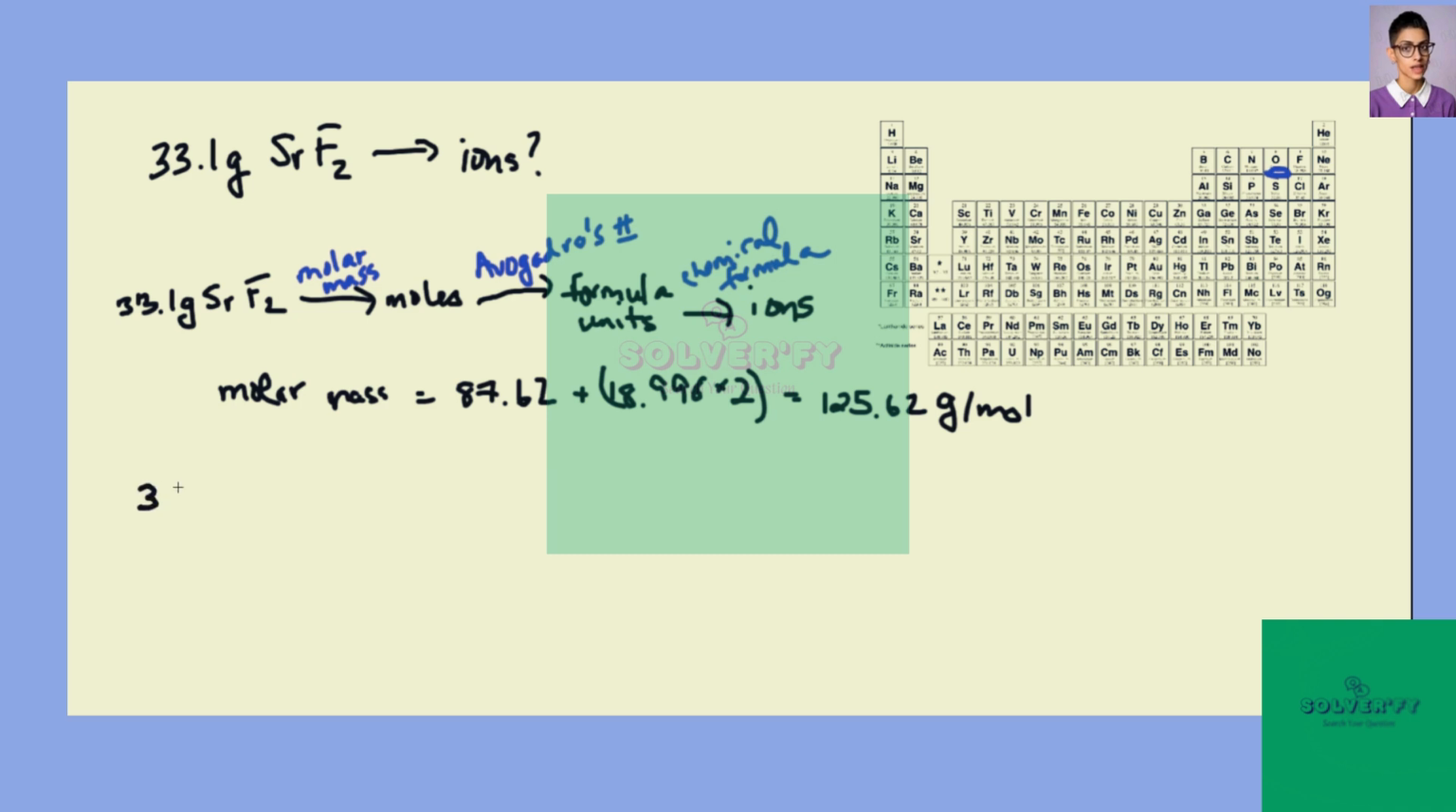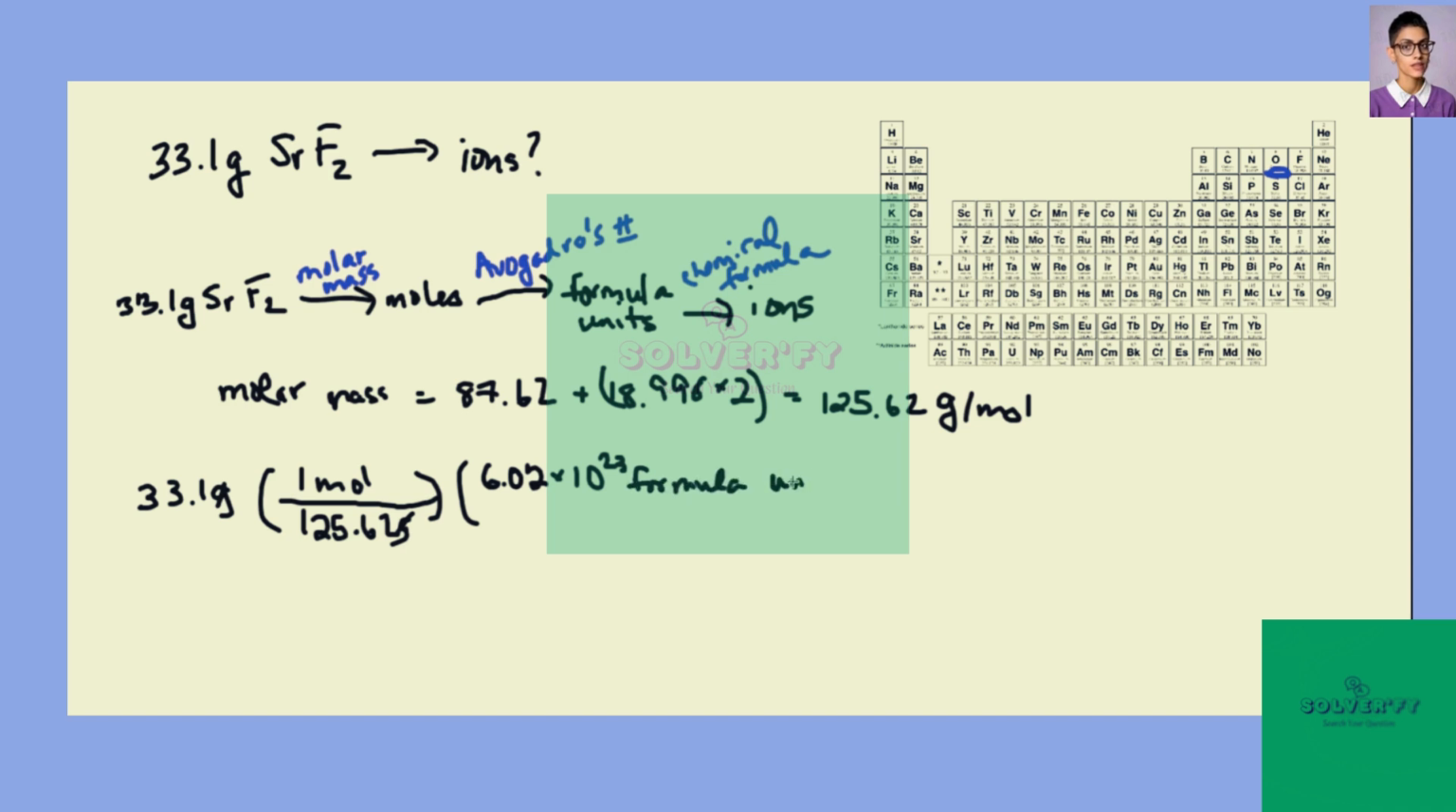So now we can change our grams to moles. We know that 1 mole is equivalent to 125.62 grams. Once we have moles, we change to formula units using Avogadro's number, 6.02 times 10 to the 23rd for every 1 mole.